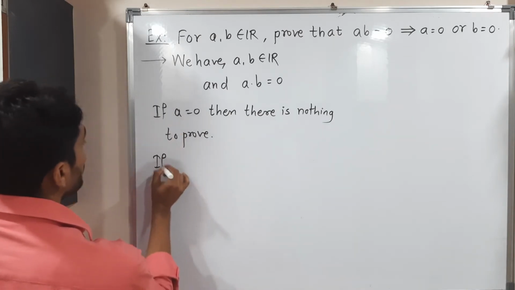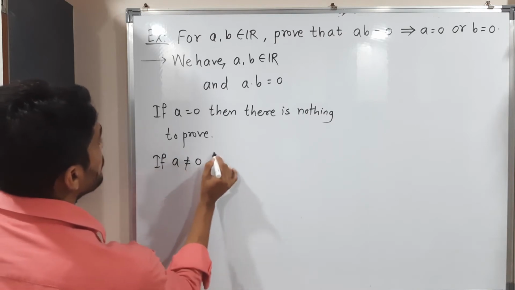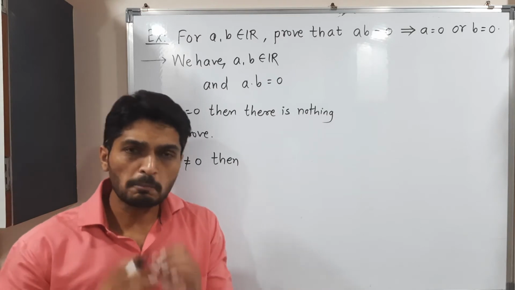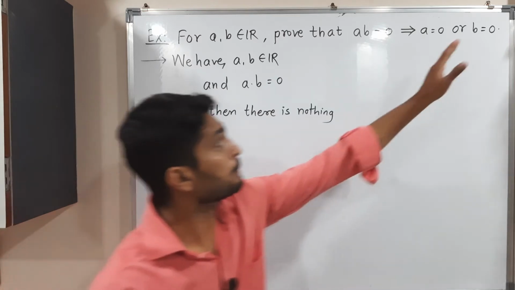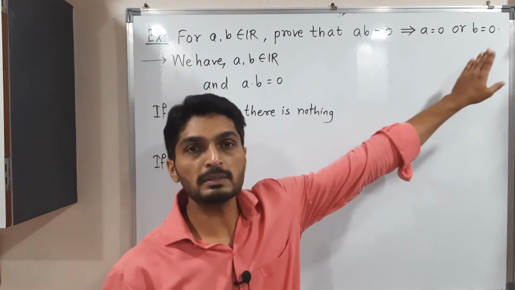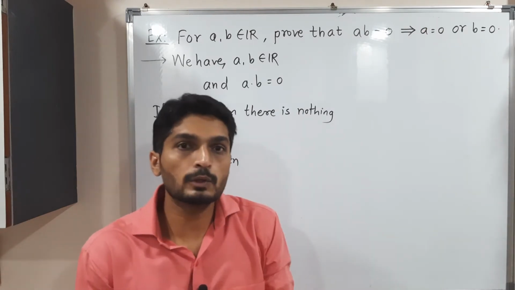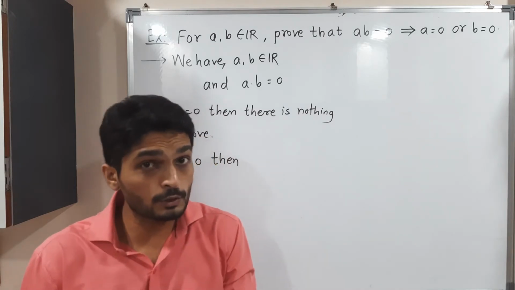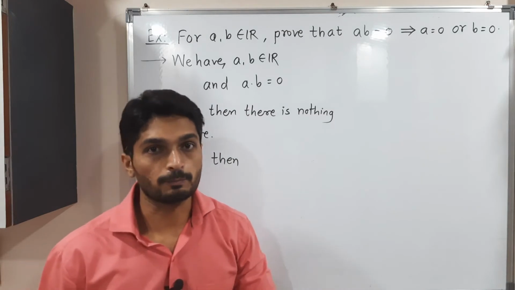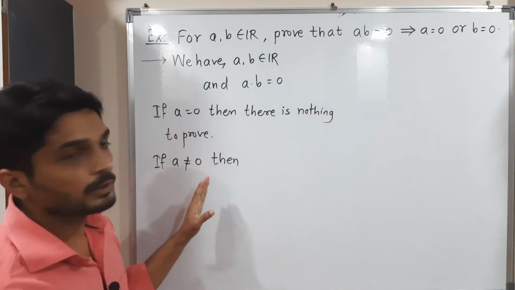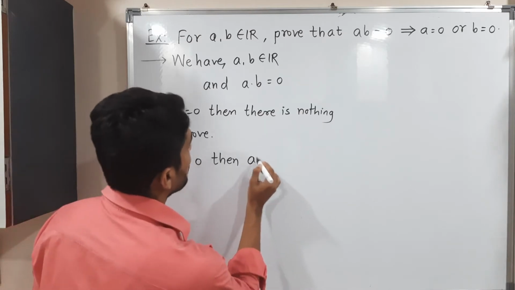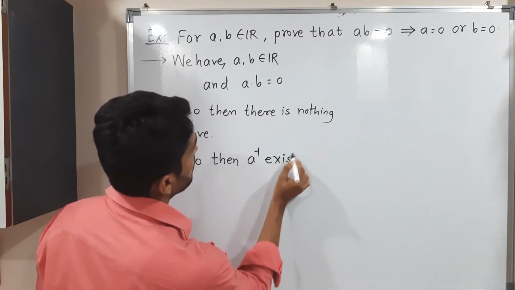If a is not equal to 0, then compulsorily we have to prove that b should be 0. You are getting? Either a is equal to 0 or b is equal to 0. First case says a is equal to 0, nothing to prove. But if a is not equal to 0, we must have b is equal to 0. So if a is non-zero, a inverse exists.